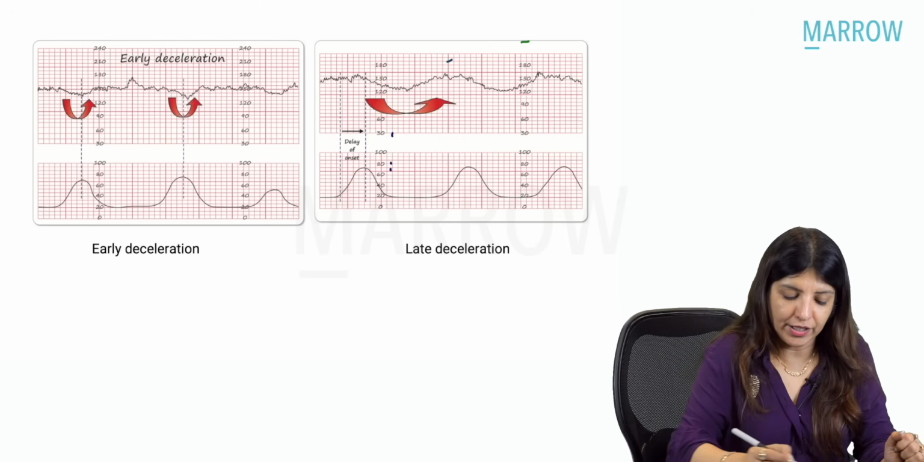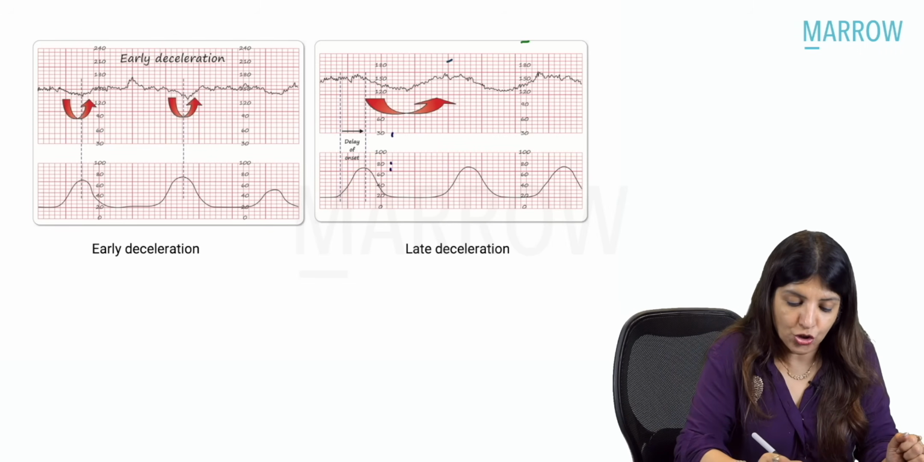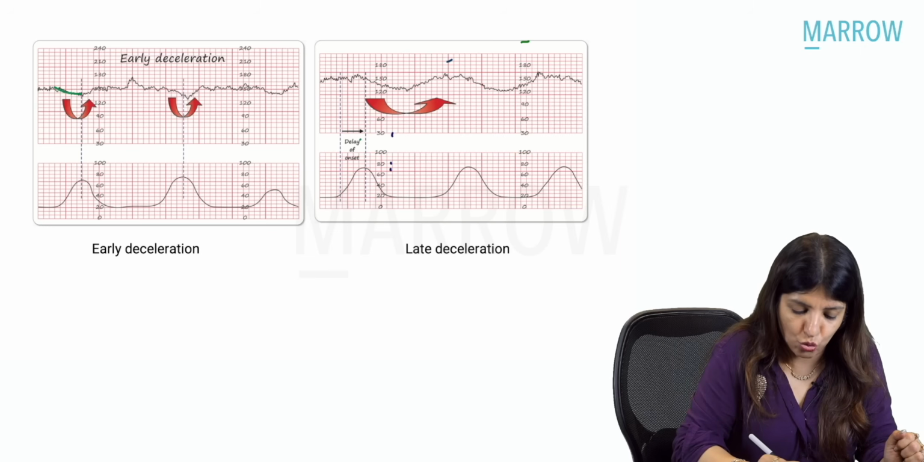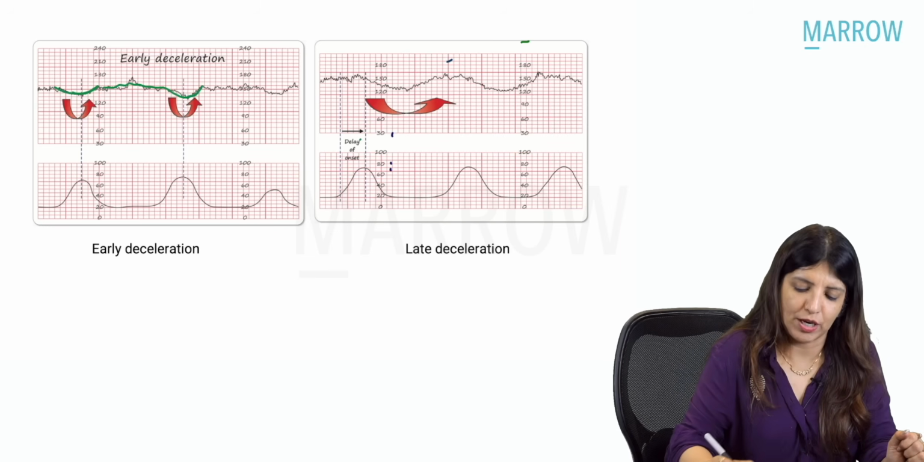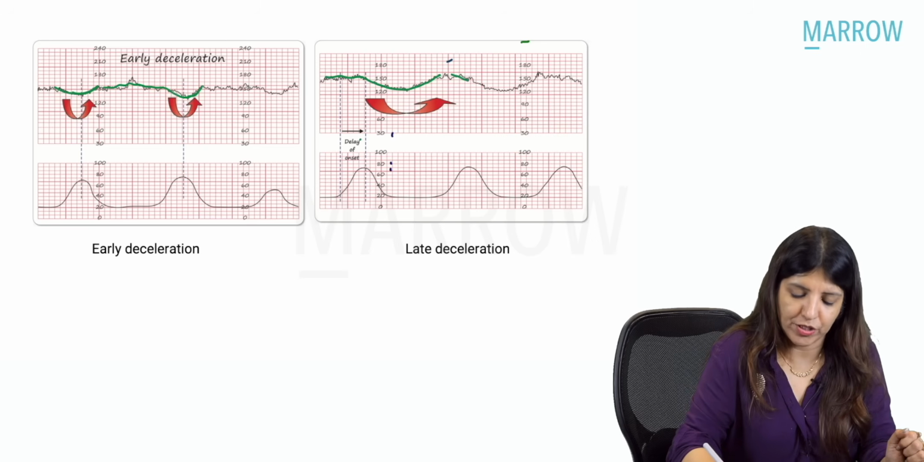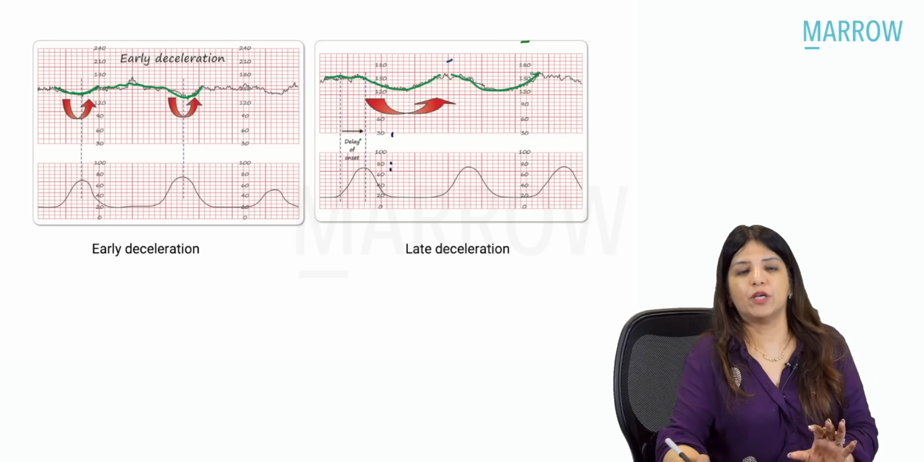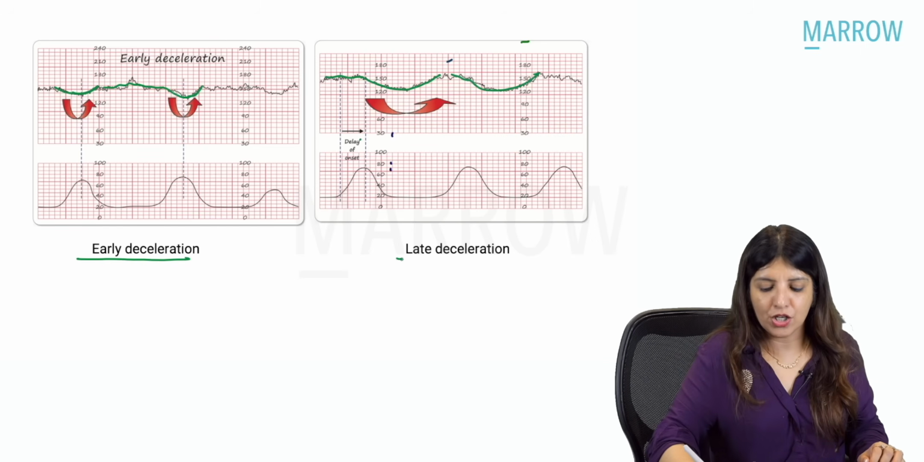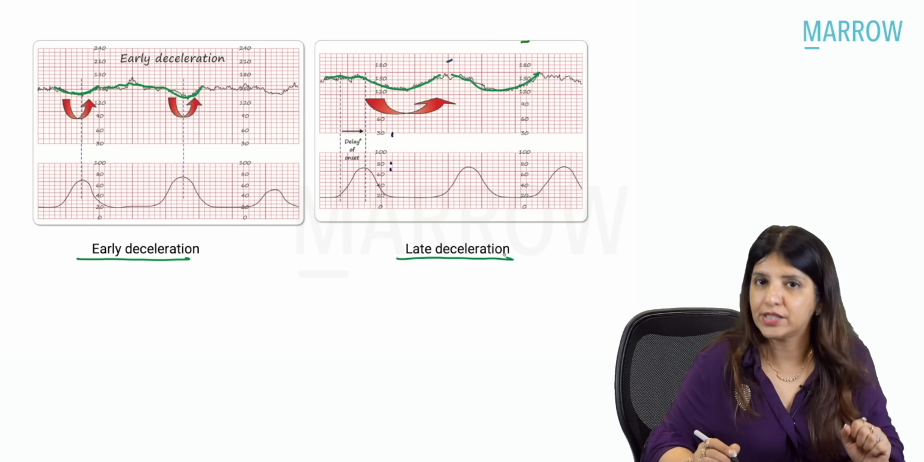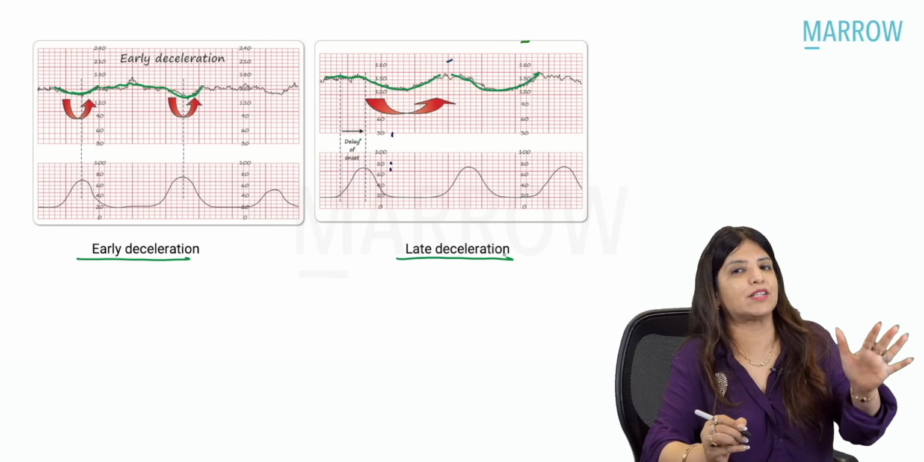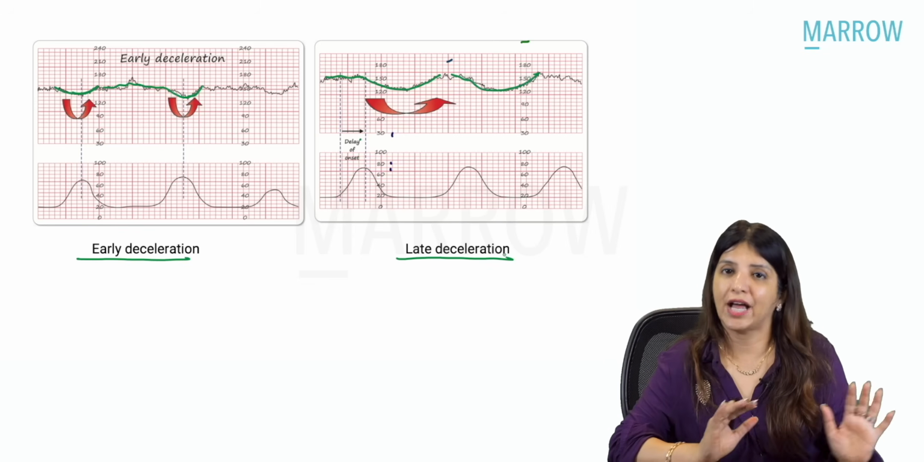On the other hand, if you are getting a dip which is U-shaped, so fetal heart rate normal and then a U-shaped dip. These U-shaped dips can either be early deceleration or late deceleration, right? This means that the deceleration has happened gradually.